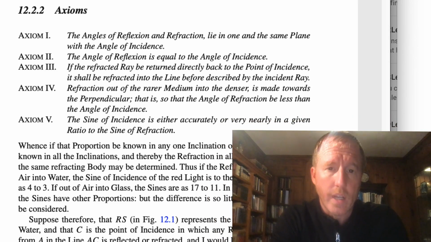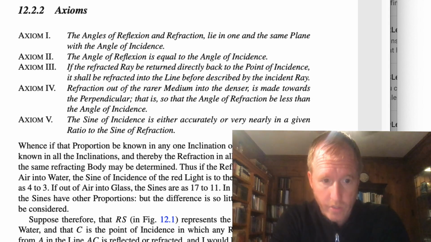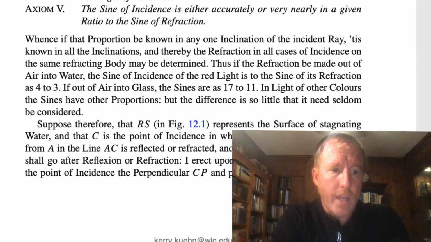I'm going to first read what Newton says and then explain how he explains it in figure 12.1. Regarding the implications of Axiom 5, he says, "Whence, if that proportion be known in any one inclination of the incident ray, 'tis known in all the inclinations, and thereby the refraction in all cases of incidence on the same refracting body be determined."